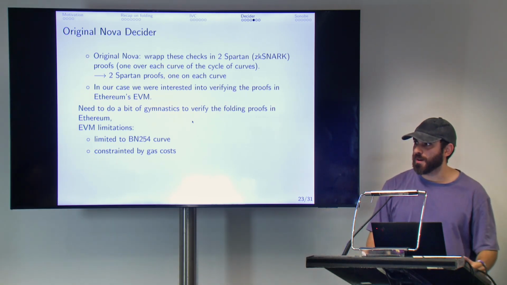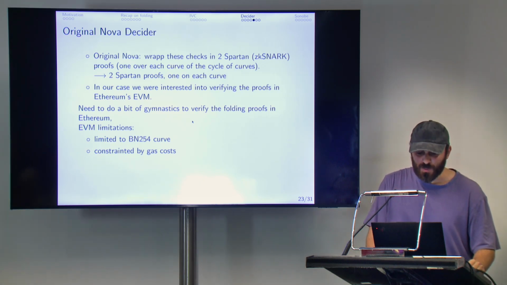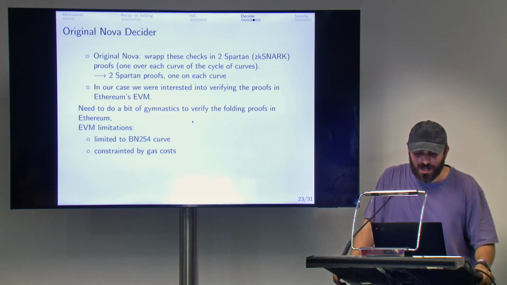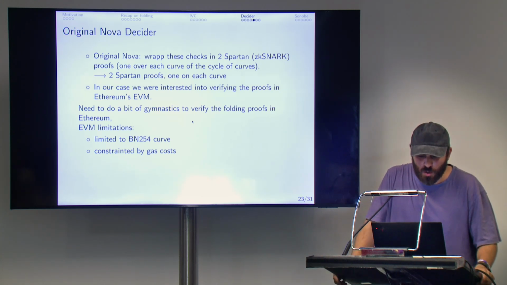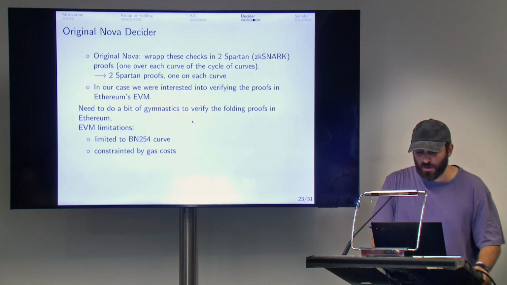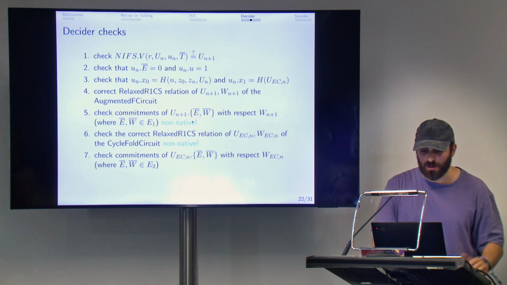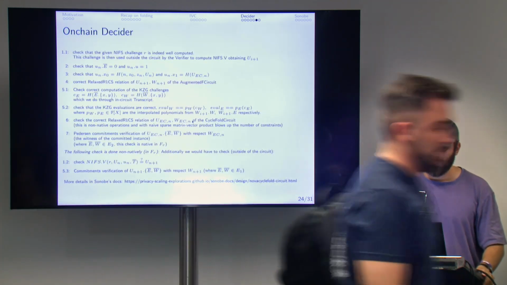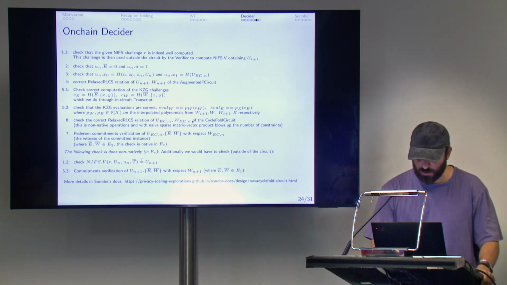The thing is that in our case, we were aiming for verifying the folding scheme in Ethereum. And as you know, Ethereum has some limitations or restrictions. For the moment, we can only use the BN254 curve, which has the pairing. And also we care about the gas costs. So we needed to do a bit of gymnastics to verify the folding proofs in Ethereum. Those are the checks that we would do in a normal setting, where we could distribute those between the 2 curves, so things are native. This is part of the checks that we do for the on-chain decider. Here you have more details, but it's in the docs.